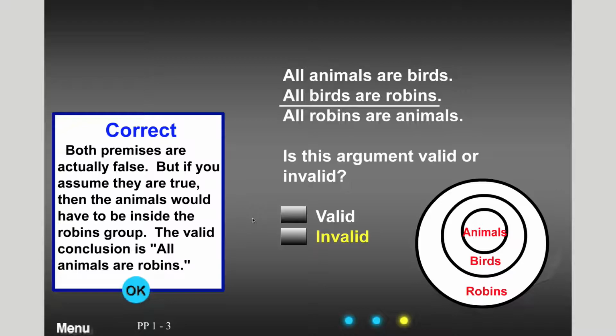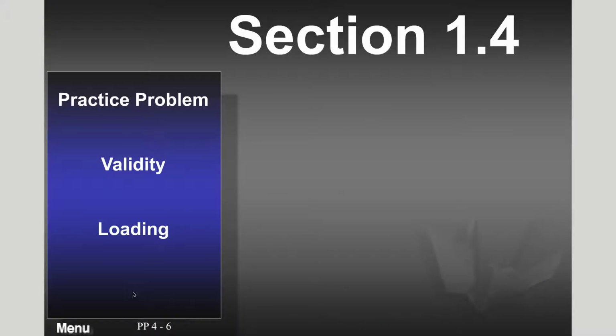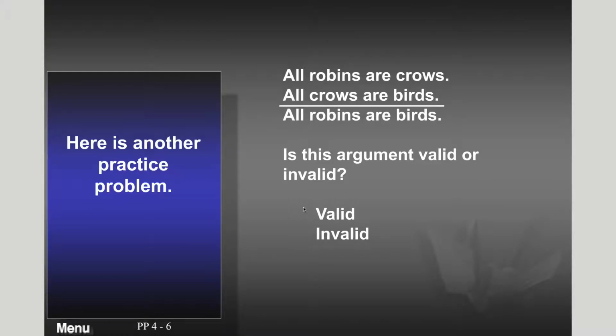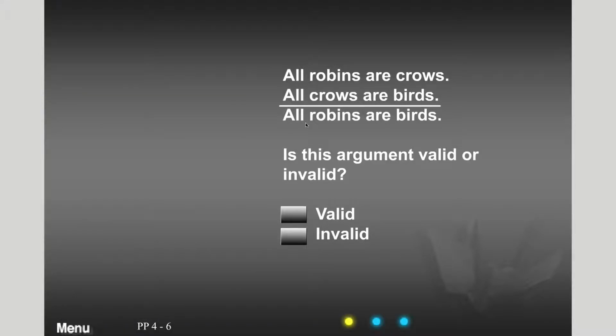Then the animals would have to be inside the robin group. The valid conclusion is all animals are robins. So all robins are crows, all crows are birds, all robins are birds. Okay. Now, leaving aside what we know from the real world, we're testing for validity and invalidity.